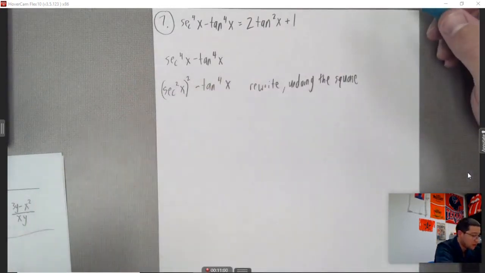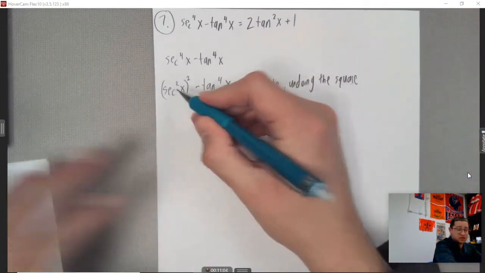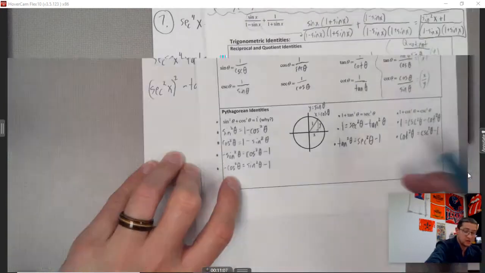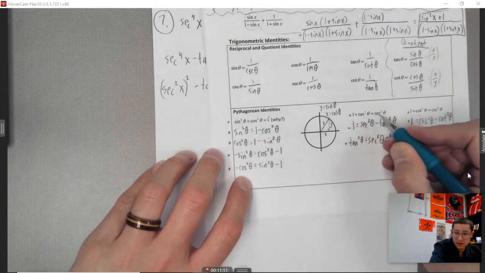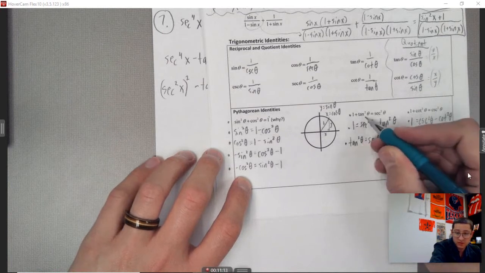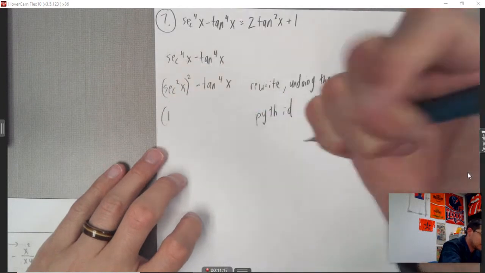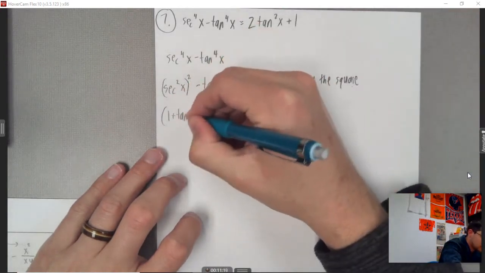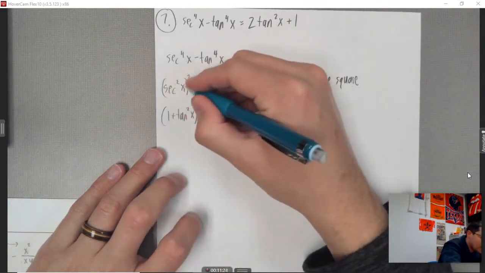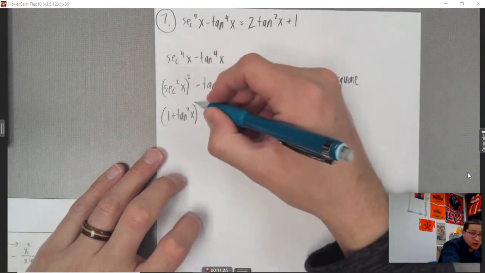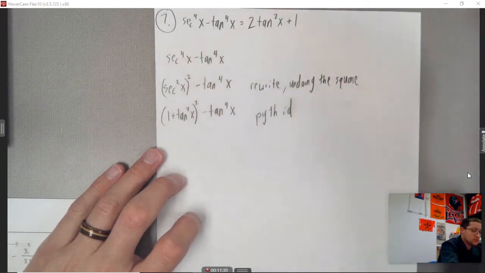All right, so now we have secant squared. Let's go ahead and use a Pythagorean identity because I know what secant squared is. Secant squared is 1 plus tangent squared. That's the first one of the family. 1 plus tangent squared is equal to secant squared. So let's write in the parentheses 1 plus tangent squared. But don't forget, that's just the secant squared. We've also got to square that. And then minus tangent to the fourth.